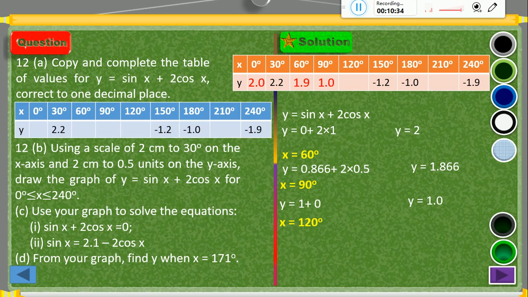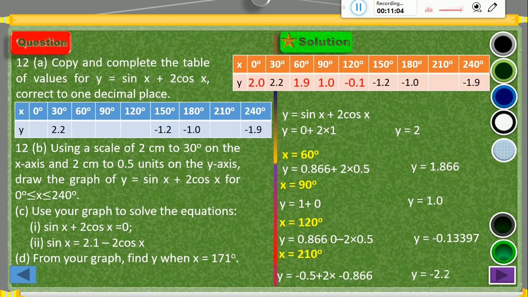When x is 120, on calculation, y will give us minus 0.13397, which can be rounded up as minus 0.1 to 1 decimal place. When x is 210, sin 210 plus 2 cos 210, using calculator to evaluate that, we are going to get y is equal to minus 2.232, which can be rounded up to minus 2.2 to 1 decimal place.